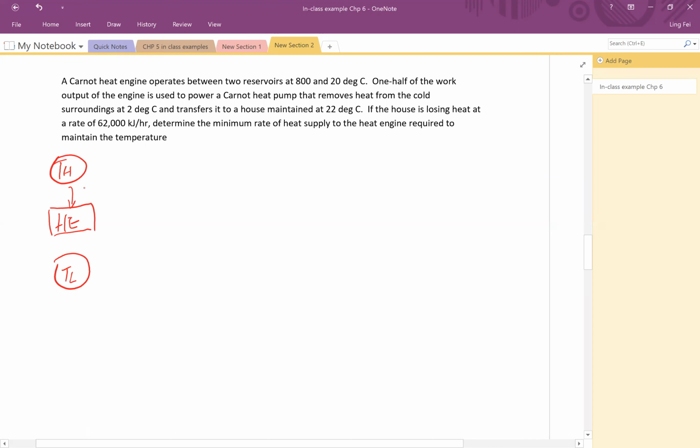Heat engine is to extract heat from higher temperature reservoir and release the waste heat to lower temperature reservoir and produce work. So this is the engine. Two reservoirs at 800 Celsius and 20 Celsius.